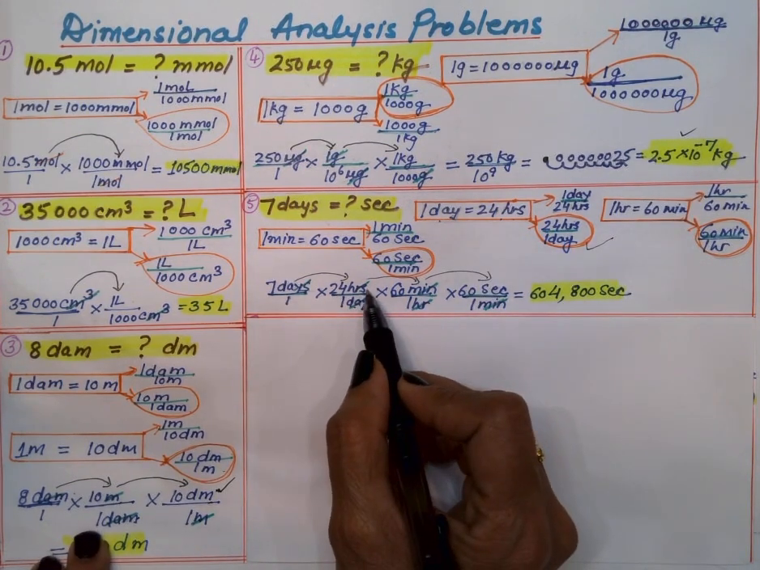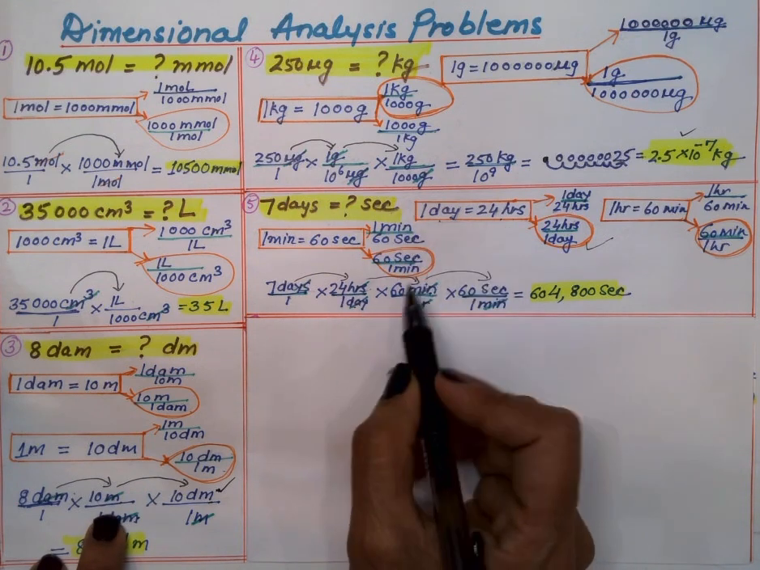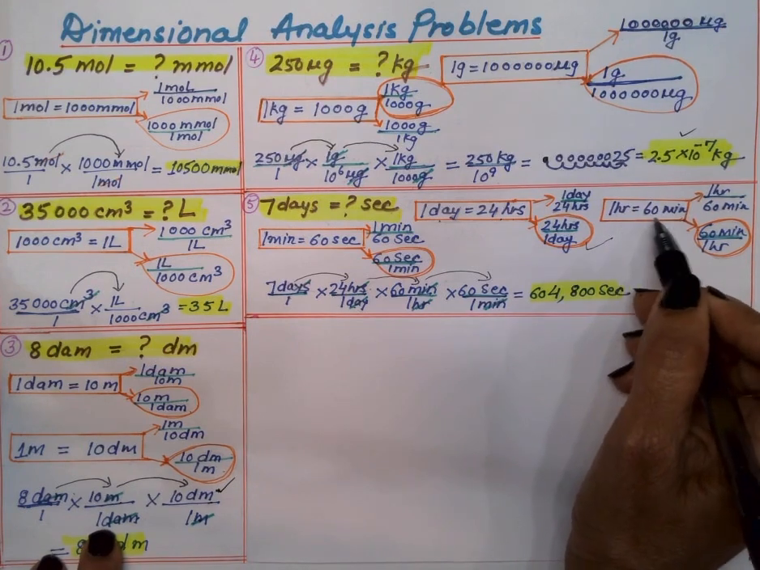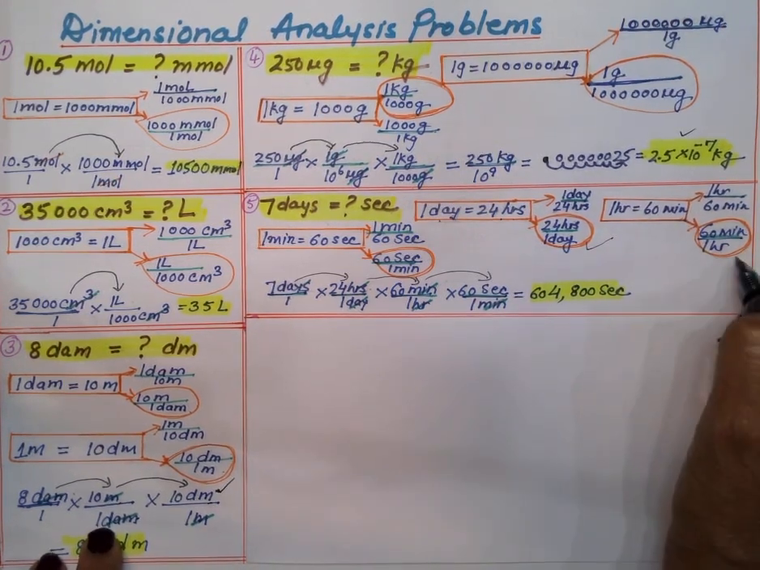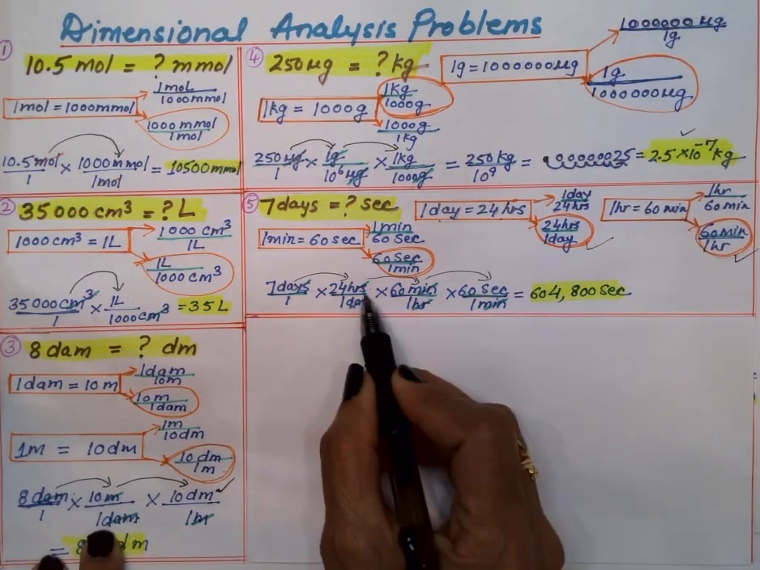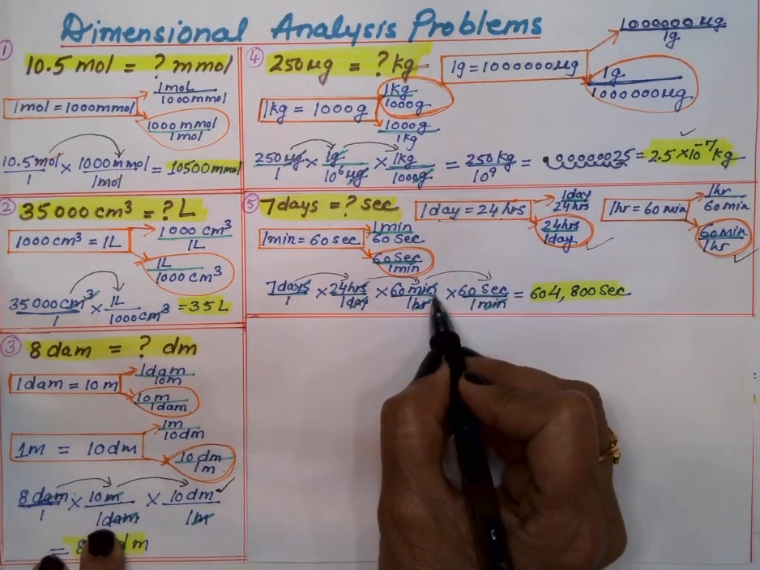Next one, you don't want to stop here because that's not the answer unit which they are asking for. The answer needs to be in seconds. Now hours, which one shows hours here? This one. 1 hour has 60 minutes. Again, we want to cancel out hours, so you have picked this fraction. 60 minutes over 1 hour. Hours and hours get cancelled out, right? Now you're left with minutes.